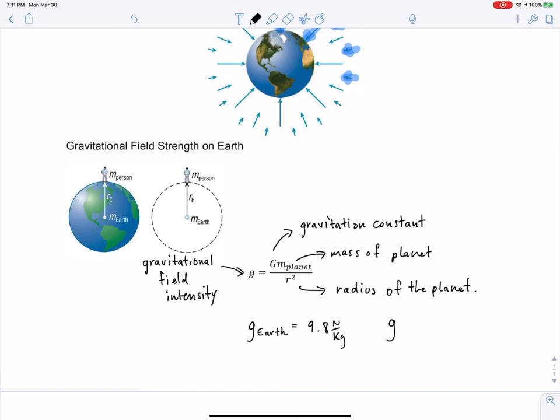If you did the same, but instead used the mass of our moon and the radius of our moon, you'd get a different value. You would get the gravitational field intensity of our moon, which is about 1/10 the gravitational field intensity on Earth. It's 1.6 newtons per kilogram down.